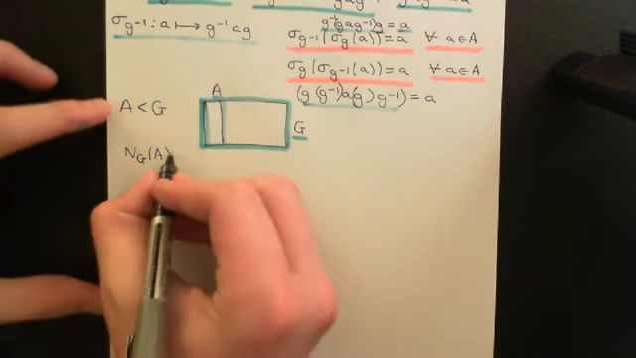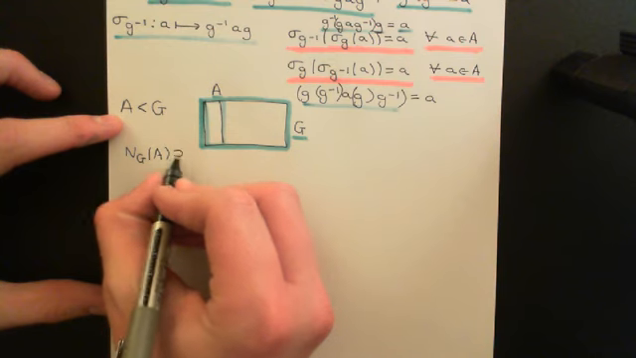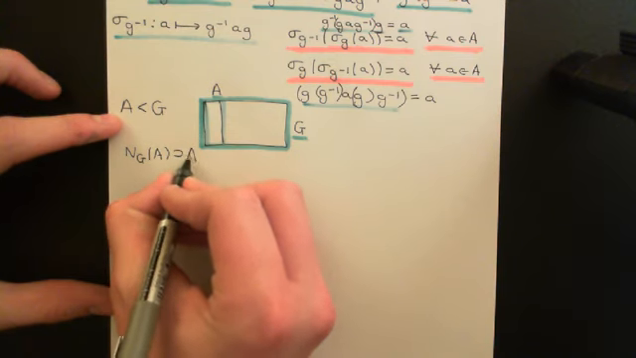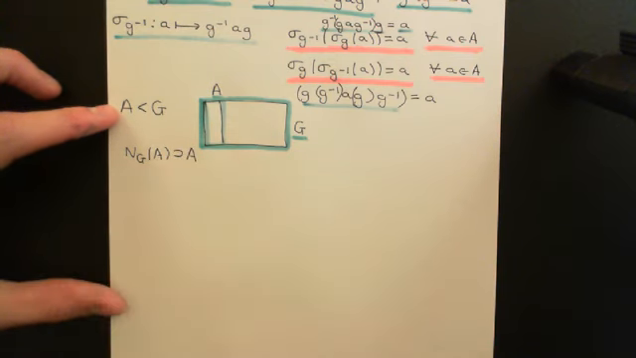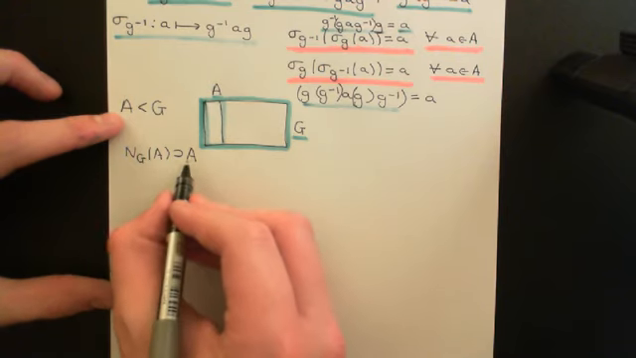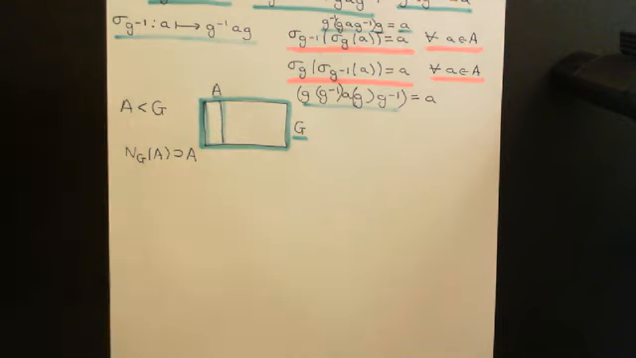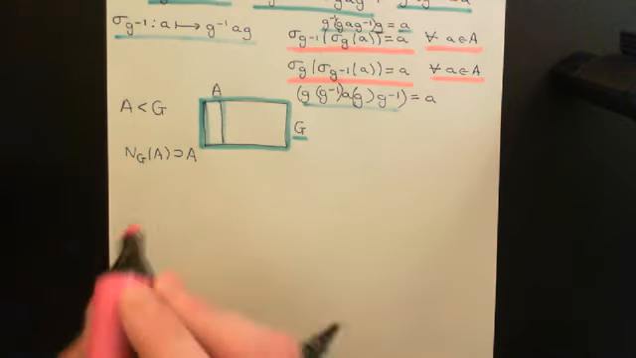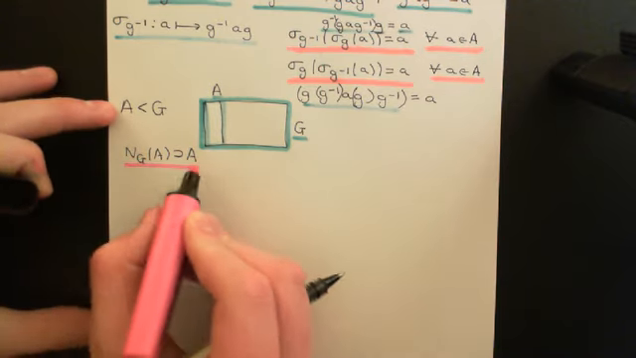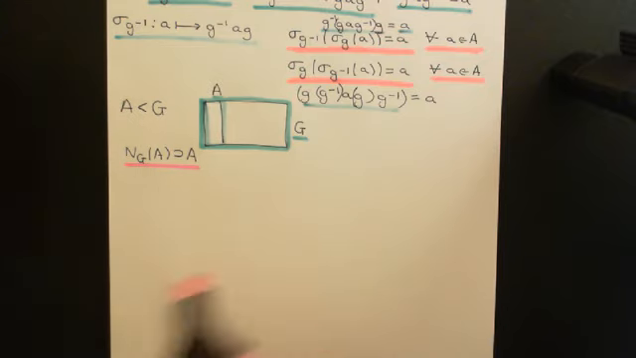The first thing that I want to say about the normalizer of A in G in this case is that capital A is going to be completely contained within the normalizer of A in G. All the elements of the set capital A itself are going to be within the normalizer of A in G. Now why is this the case? Well, quite simply, they satisfy the condition that is needed to be in the normalizer of A in G.